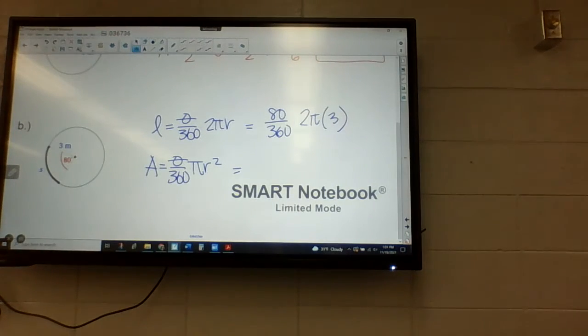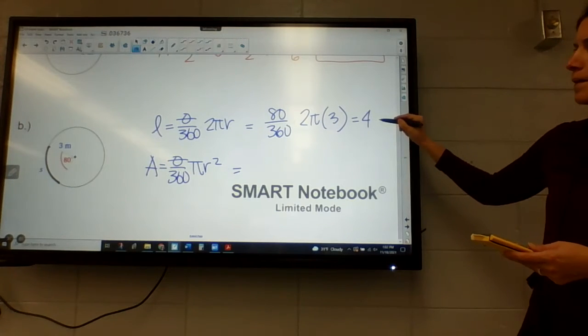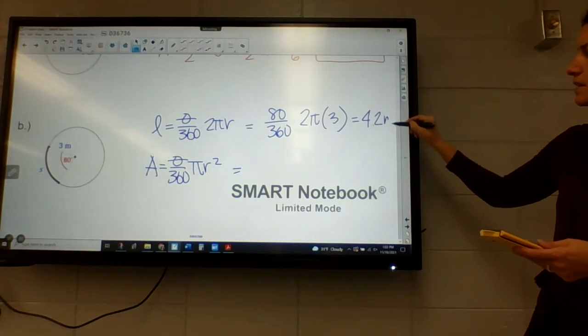Really, this isn't a bad section to end with, especially since we get a note card. I got like 4.2. Is that what you guys got? So this would be meters in this case.